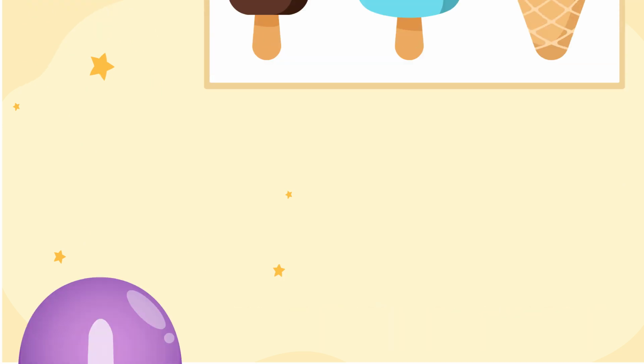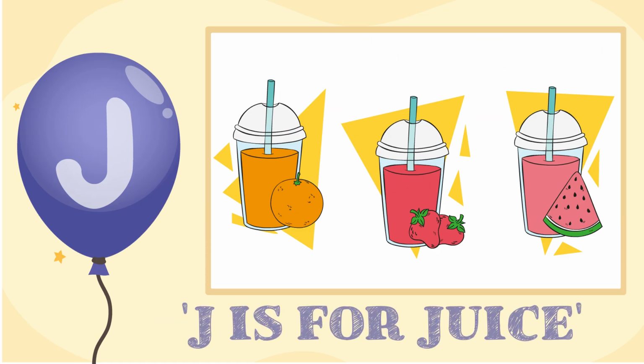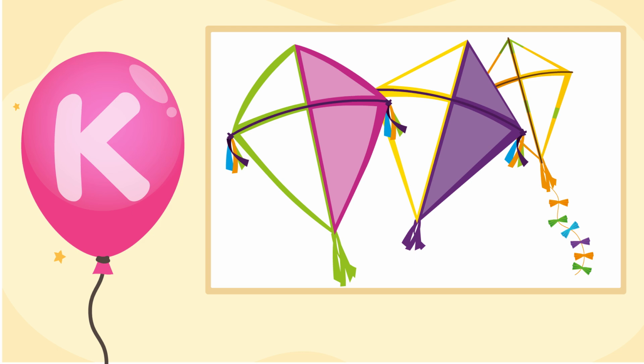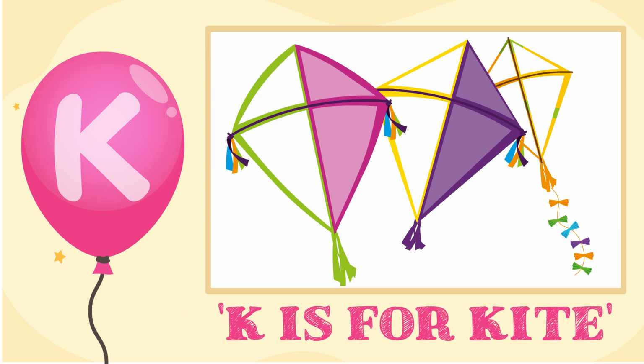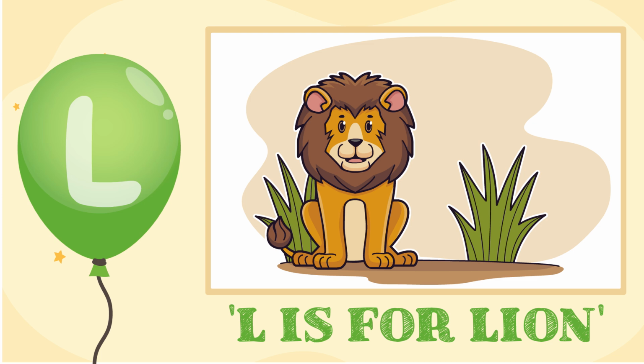Hen. I. I is for ice cream. Ice cream. J. J is for juice. Juice. K. K is for kite. Kite. L. L is for lion.